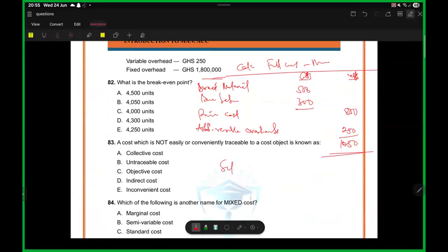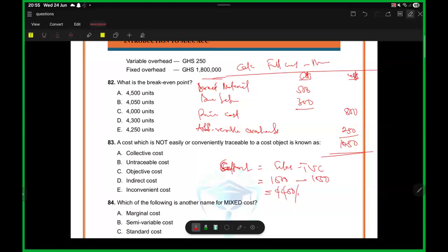Now, I have to find the contribution. Contribution is sales minus the variable cost. That's the total variable cost. So sales is given as 1,500. Variable cost is given as 1,050. So I'm getting 450, right?